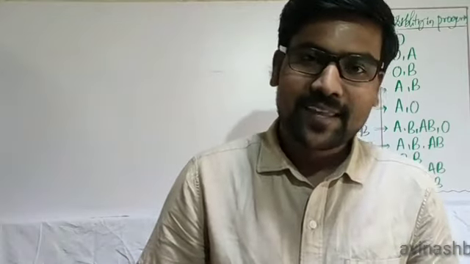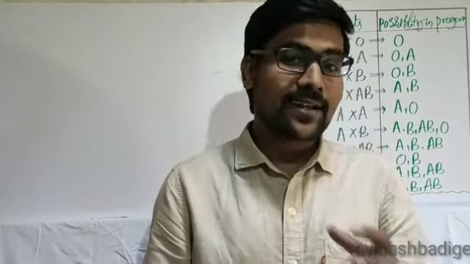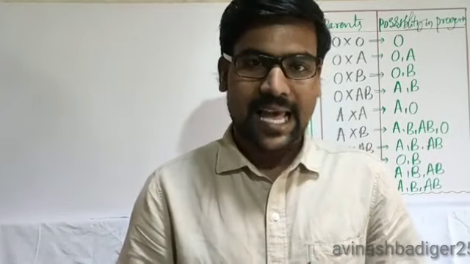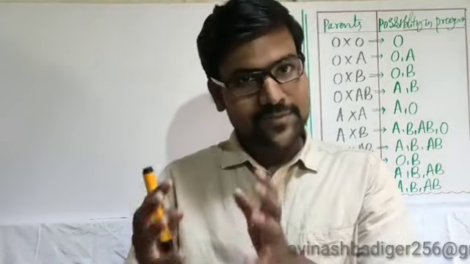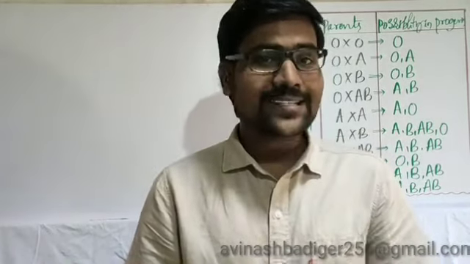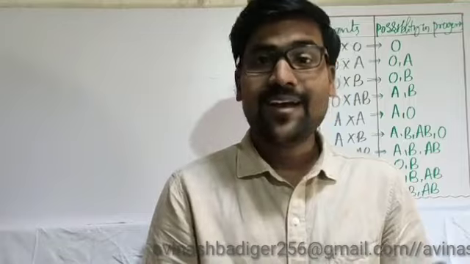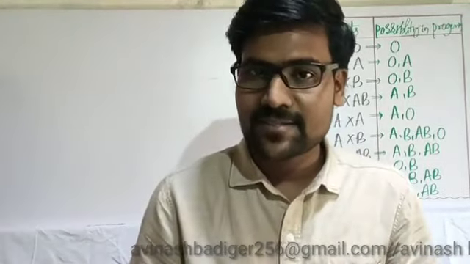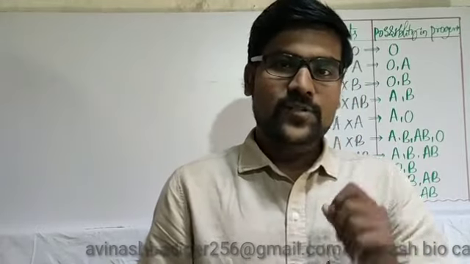Namaste viewers. In the previous video we discussed some basic concepts regarding human blood grouping, the alleles which control that blood grouping, the types of alleles and their genotypes, and a little bit about the Rh concept. Now let us concentrate on the blood relation between the parents and the children, along with some numericals and problematic questions on this blood grouping concept.